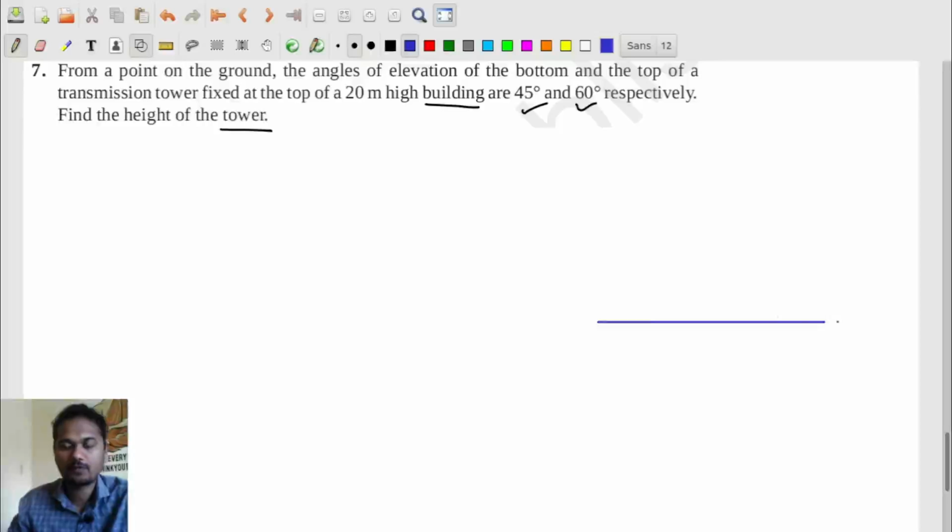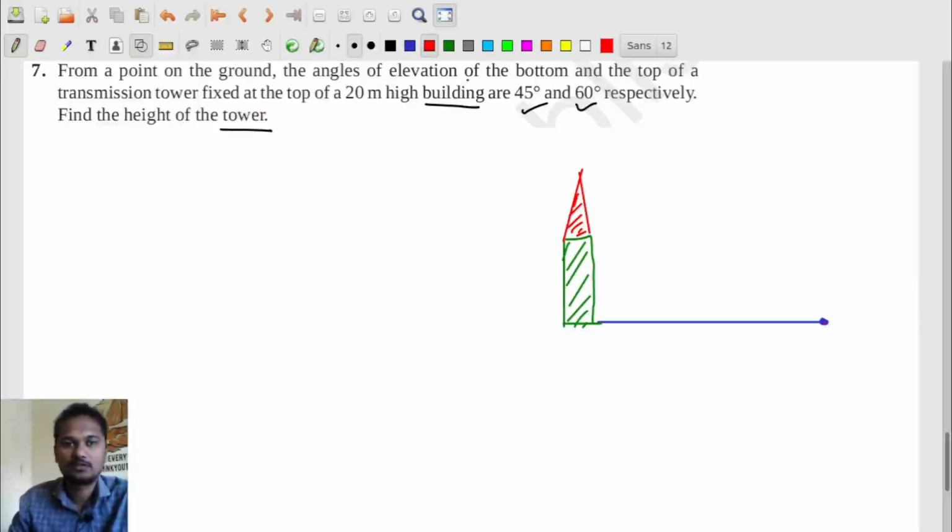From a point on the ground, so let me take this point. The angles of elevation of the bottom and top of a transmission tower fixed at the top of a 20-meter high building. So we have a building here. Okay, so this is your 20-meter high building, and on top of this there is a tower. Okay, on top of this there is a tower, right?